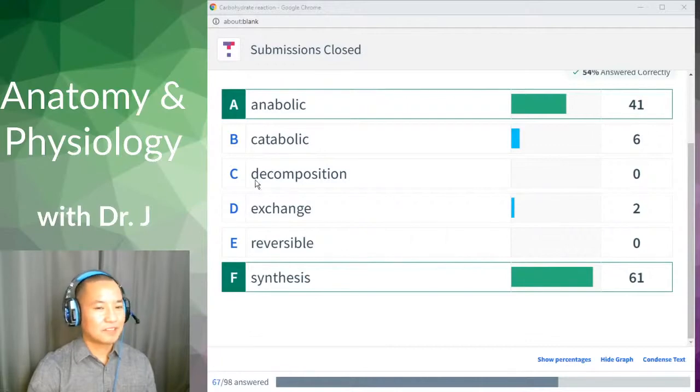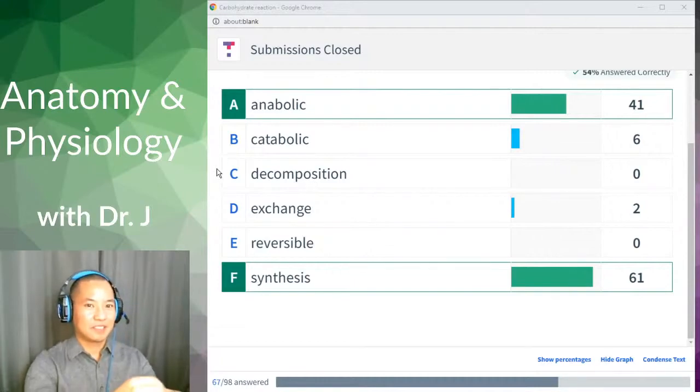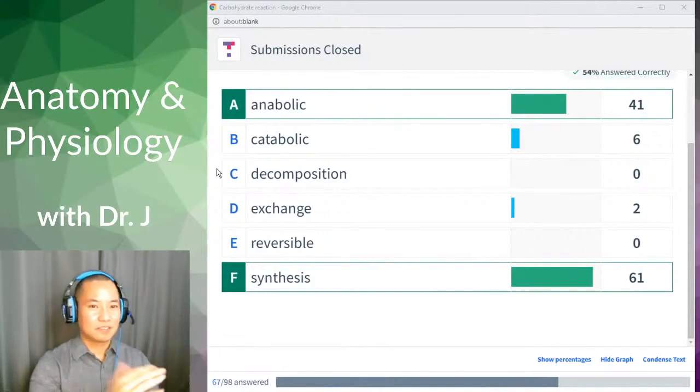It's not a catabolic or decomposition reaction, because we have two reactants and it's building a new molecule, building new bonds. Catabolic and decomposition means it's breaking apart. It's not an exchange because we didn't have different partners swapping different groups. And it is a synthesis reaction because we are forming new bonds. This is why it's also called a dehydration synthesis reaction, when you go from glucose plus fructose and synthesize a new sucrose molecule. All right.